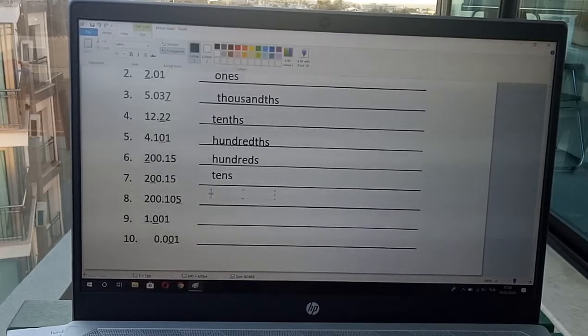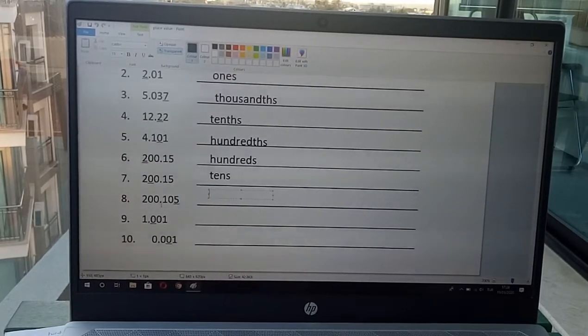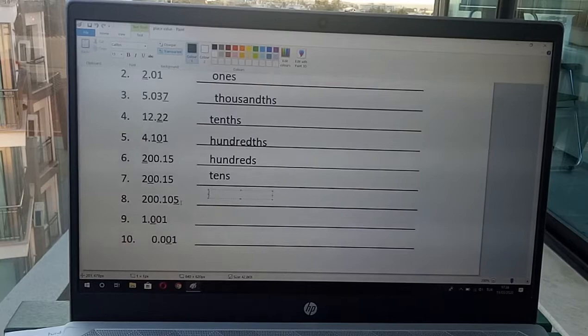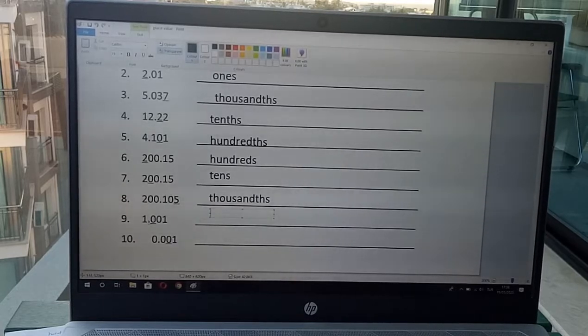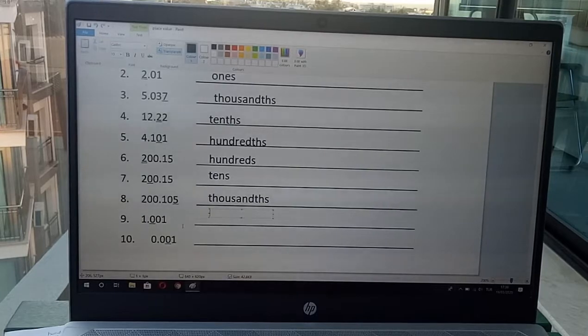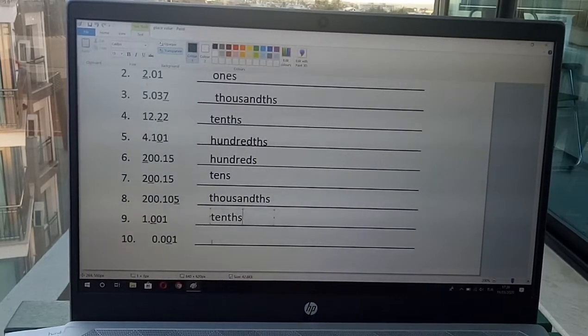Okay, number 8. We still have 200.105, and the underlined number is 5, the third digit from the decimal point to the right. Therefore, the place value is thousands. Number 9, we have 1.001, and the underlined digit is 0, the first digit from the decimal point to the right. Therefore, the answer is tenths.